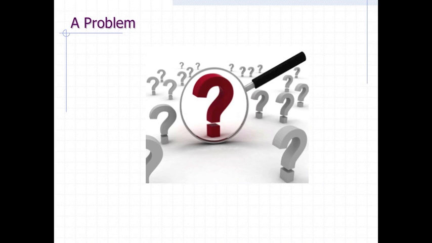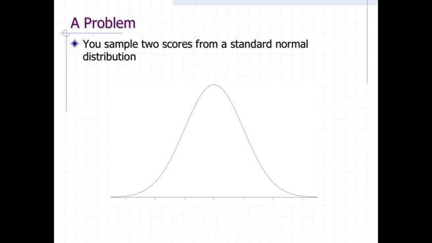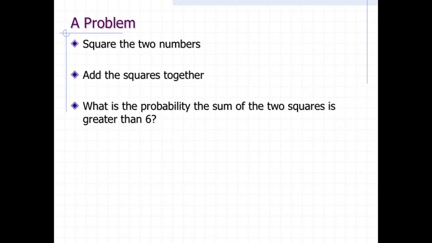Let's consider a simple problem. Although this problem does not have an obvious applicability, it will help clarify what this chi-square distribution is. Say you sample 2 scores from a standard normal distribution. Let's call them R1 and R2. You square the 2 scores and add the squares together. What is the probability the sum will be 6 or higher? There is nothing special about the number 6, it is just used here as an example.